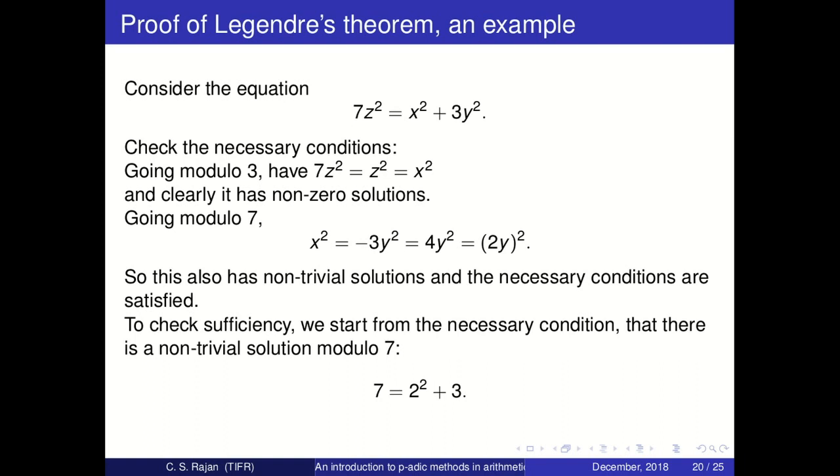Now I'm going to give you an example of a proof of Legendre's theorem in this case. Of course, you might be able to get a solution easily by hand for 7z squared equal to x squared plus 3y squared, but let me give you a proof. Check the necessary conditions. Mod 3, 7z squared is congruent to x squared; 7 is congruent to 1 mod 3, so z squared is congruent to x squared. And clearly z squared equal to x squared has non-zero solutions.